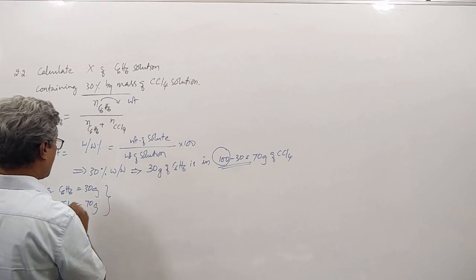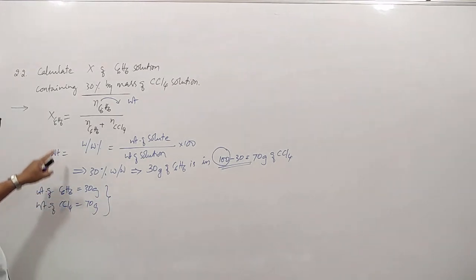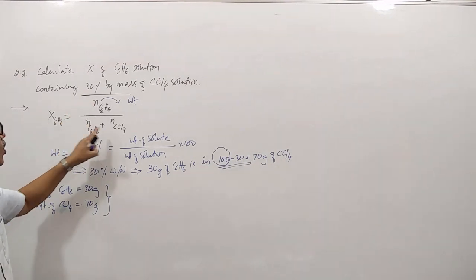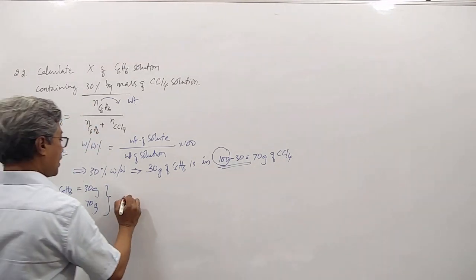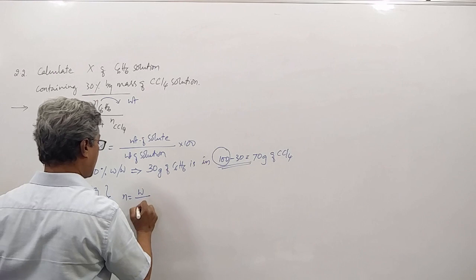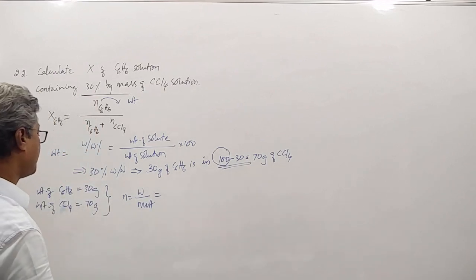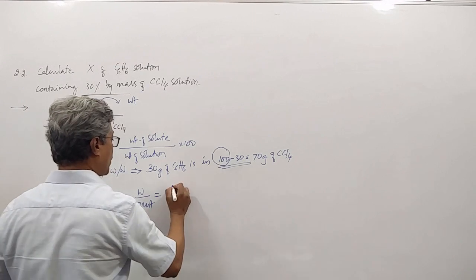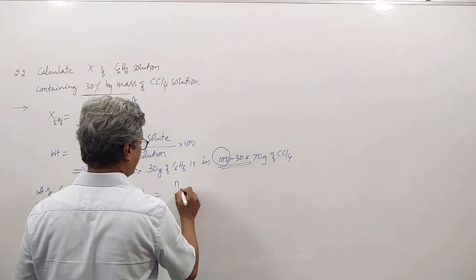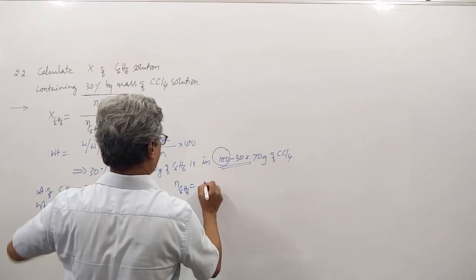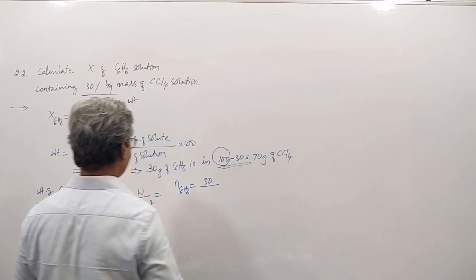Now out of this, what you have to do? You need to calculate mole fraction, so you have to find out number of moles. And we know that number of moles is equal to weight divided by molecular weight. Is it clear, students? Now number of moles of benzene, C6H6, is weight 30 divided by benzene molecular weight.